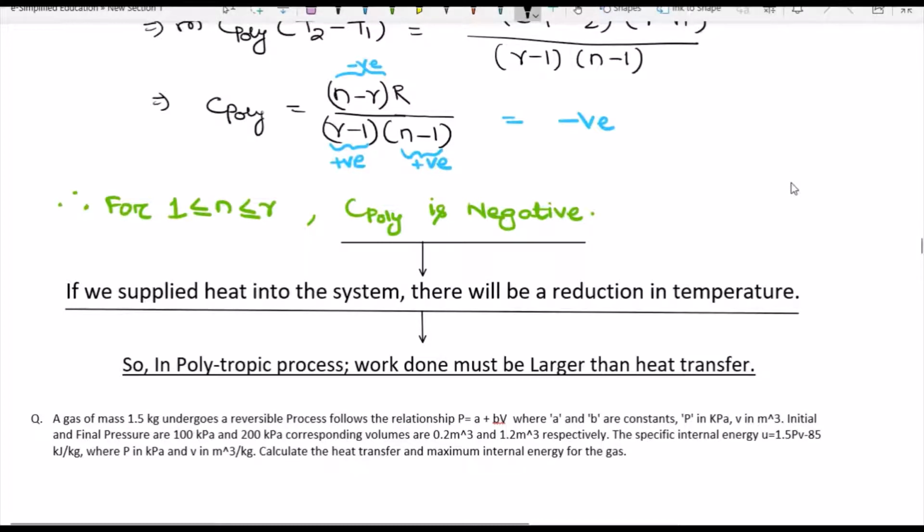So for the heat transfer we know that Q equal to mC delta T. So if C will be negative, then in place of mC (T2 minus T1), it will be mC (T1 minus T2). So in place of increasing the temperature, it will decrease the temperature. To accommodate that, in a polytropic process we say that work done must be larger than heat transfer.